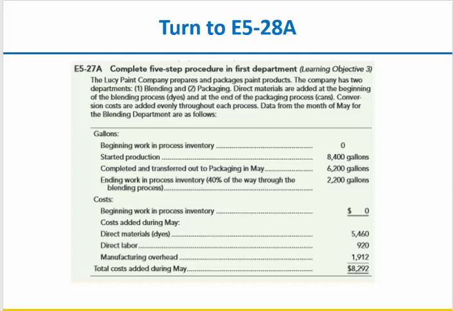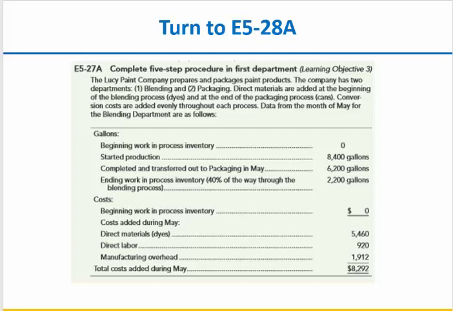Okay, so we have a beginning work in process of 0 and started production of 8,000 whatever numbers, completed and transferred out. So I don't really care about all these units because all I care about is basically the ending part. The ending part is basically what cost is added to work in process, and also ending inventory, so that I can do the transfer, all these things. So the cost of beginning work in process inventory is 0 because you have 0 units, and for cost added during May, we have direct materials, direct labor, and then manufacturing overhead, and the total cost added during May is this much.